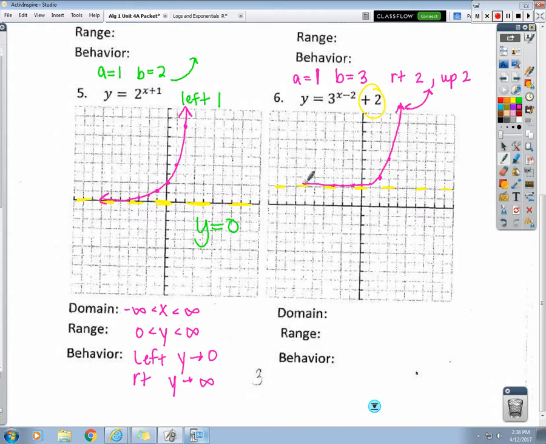Okay, so now that we have a sketch of our exponential curve, what's the domain? Correct. That's what it always will be for exponentials. What is the range this time? 2 to infinity, right. And then for the end behavior, as you go to the left side of the curve, the y values are approaching 2, the asymptote. On the right side of the curve, the y values are approaching infinity. Okay, once you write that, go to the next page.